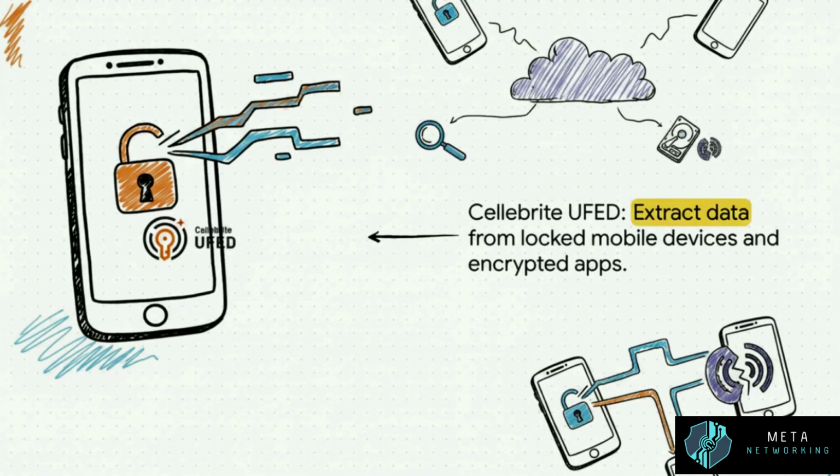And let's be real, in today's world, where does so much of the evidence live? Right here in our pockets. Investigating a crime almost always means investigating a mobile device, and that is precisely the job Cellebrite was built for. It is the undisputed industry leader for bypassing locks and pulling data straight from phones, even from encrypted apps.